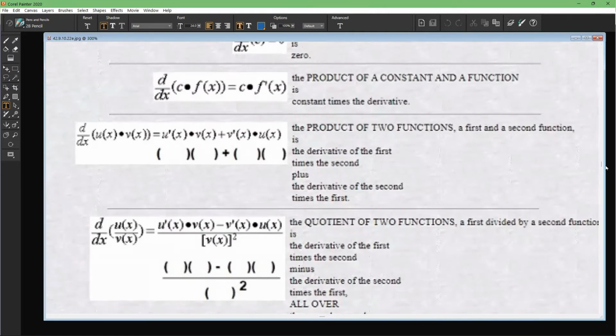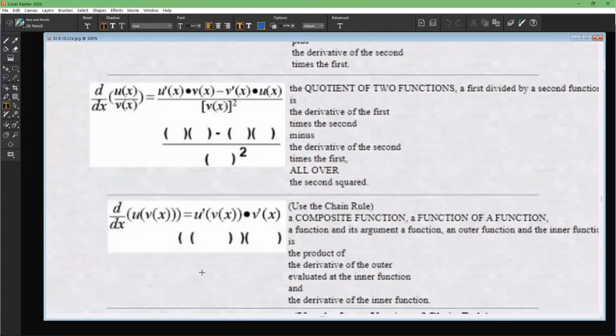Exactly the same content as the typical calculus text, but slightly different presentation. The derivative of the first times the second plus the derivative of the second times the first. Or the quotient, the derivative of the first times the second minus the derivative of the second times the first, all over the second squared. For the chain rule, the derivative of the outer evaluated at the inner times the derivative of the inner.